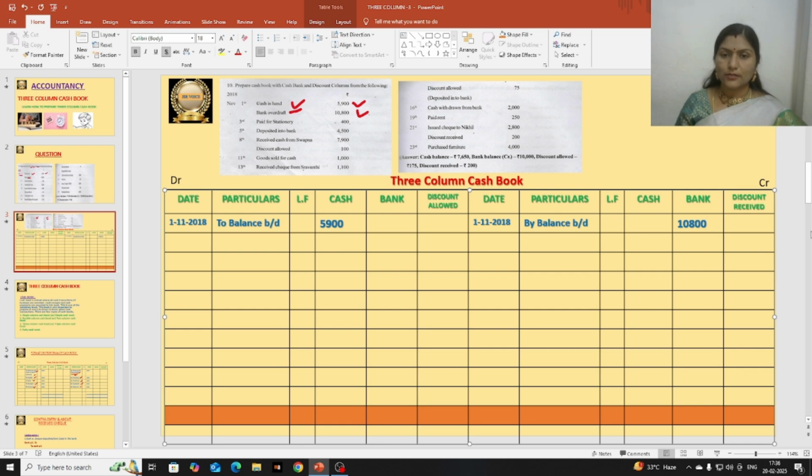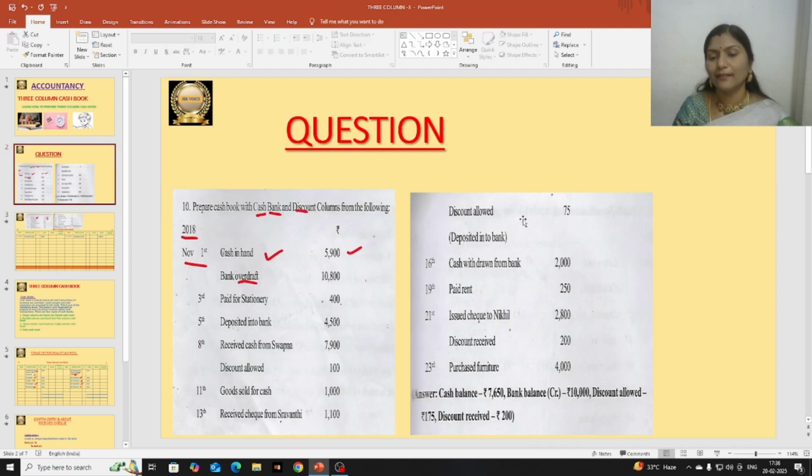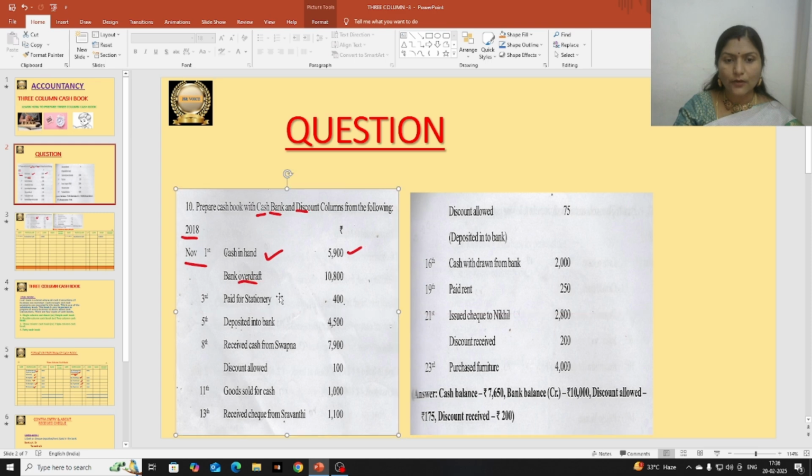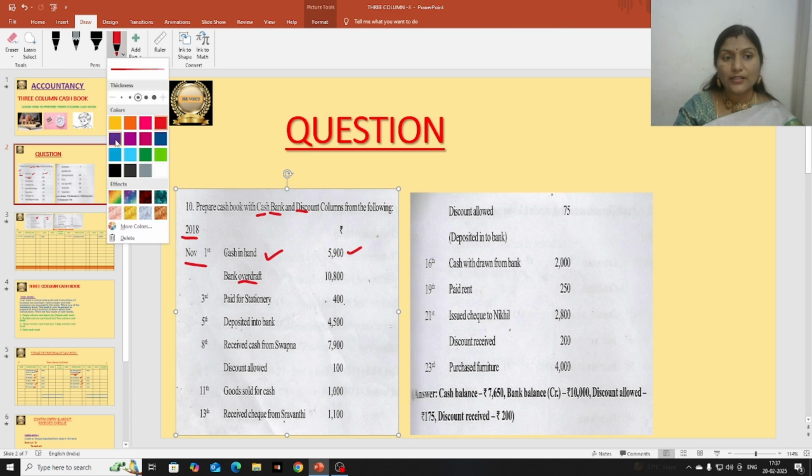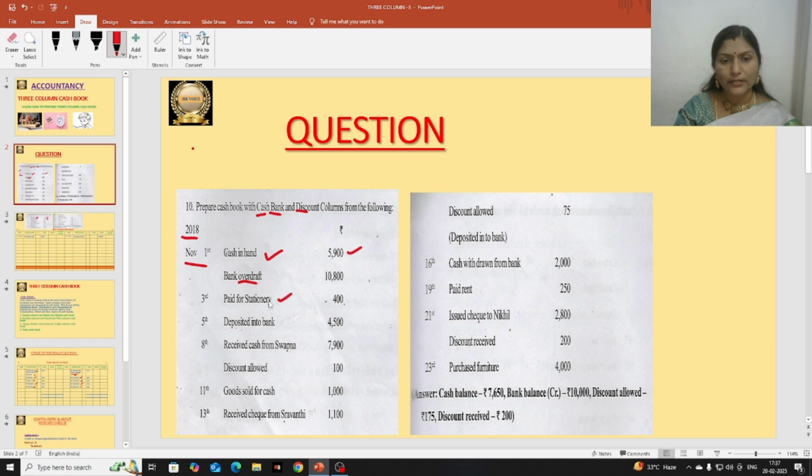Okay, so I think it is clear for everyone. Let us move to the next transaction. Our next transaction is, you can see the question clearly here. So the next transaction is what? Paid stationery. They are paying stationery. Who is paying stationery? The business. Whenever the business pays stationery, it is a payment.